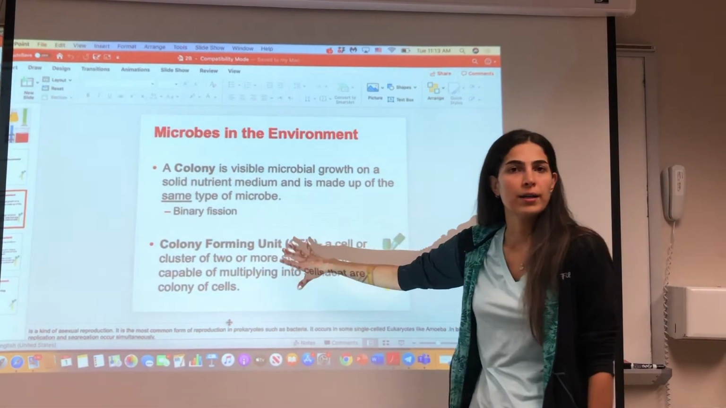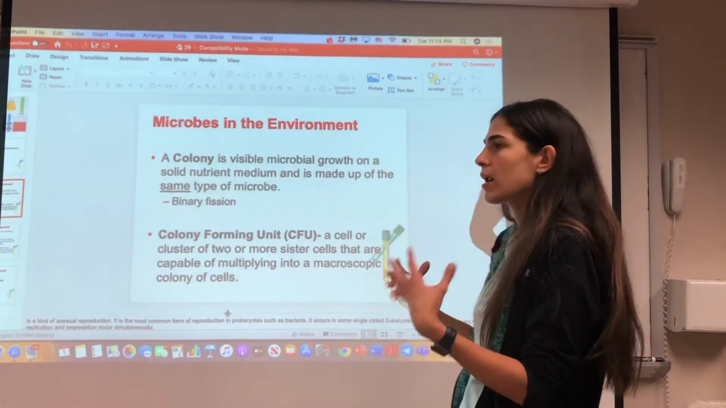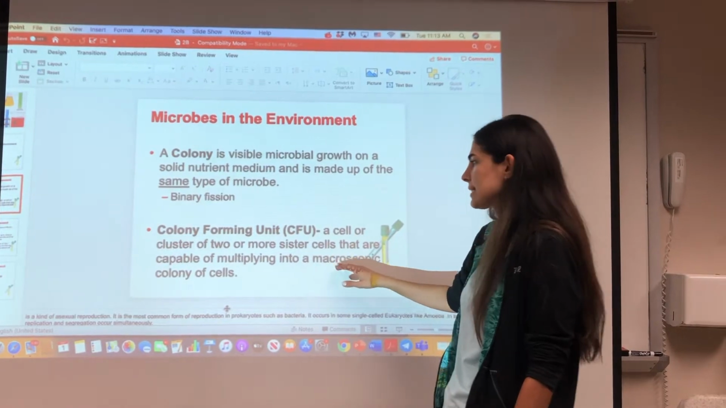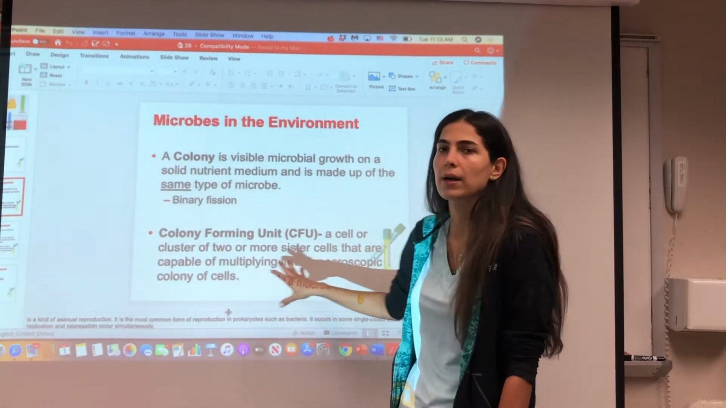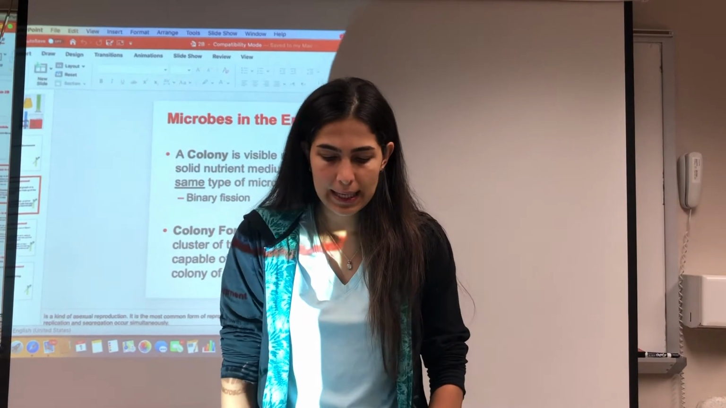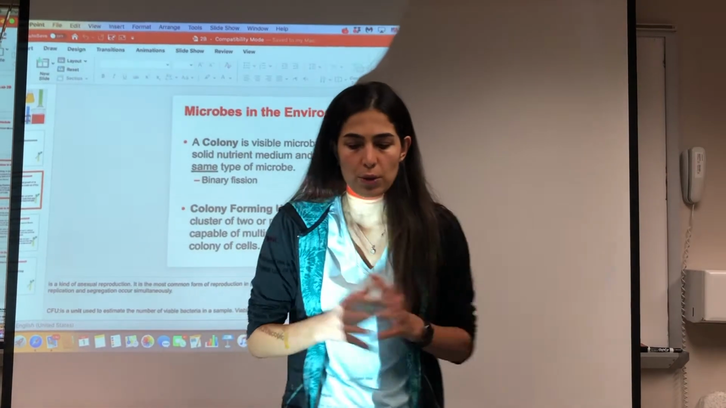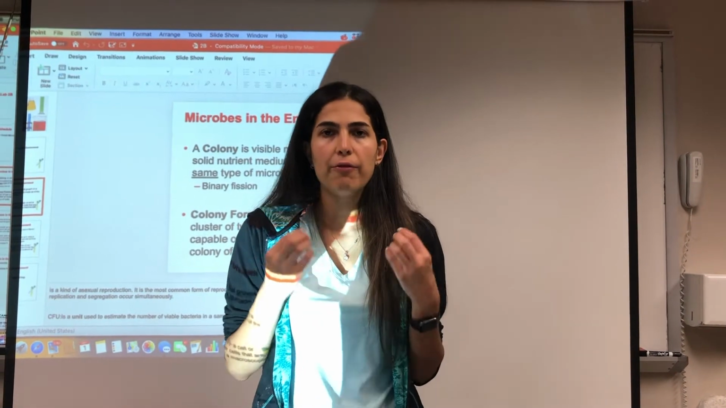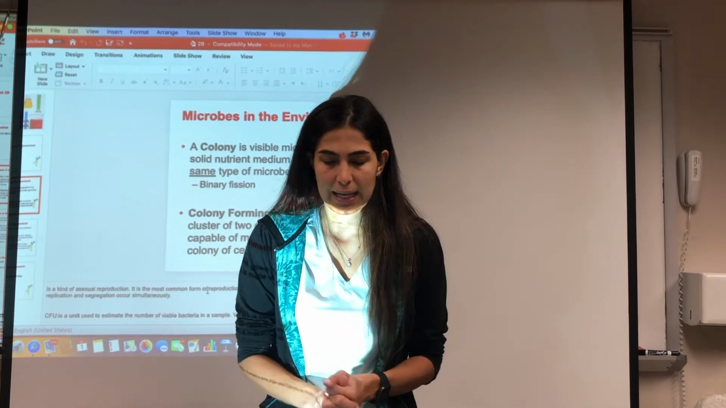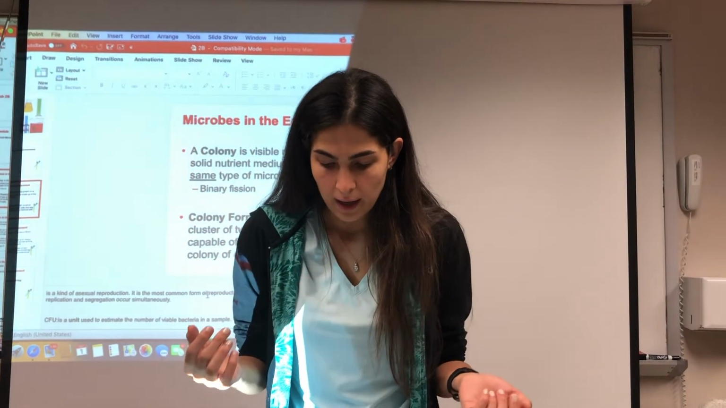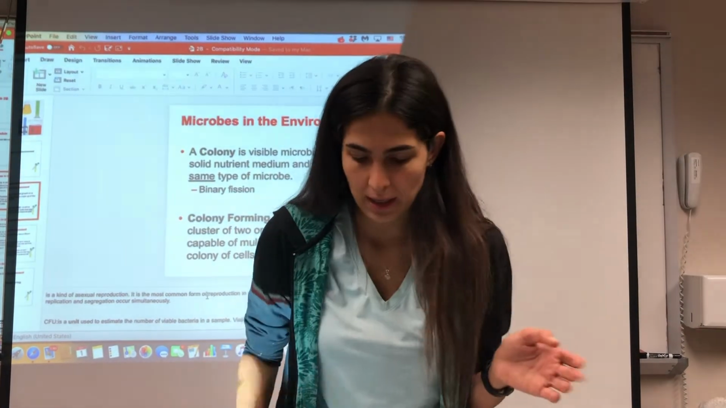And then colony forming unit. What is a colony forming unit? A cell or cluster of two or more sister cells that are capable of multiplying into a microscopic colony of cells. So basically, the colony forming unit is the unit which we use to estimate the number of viable bacteria in a sample. Viable is defined as the ability to multiply through binary fission under controlled conditions.